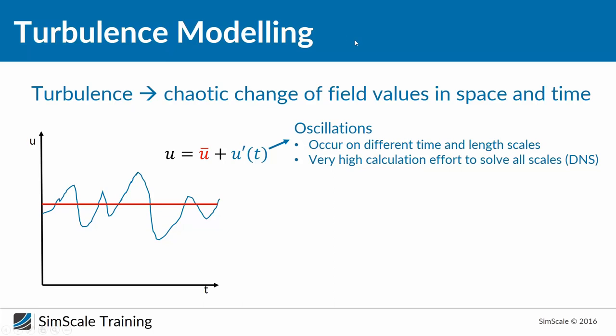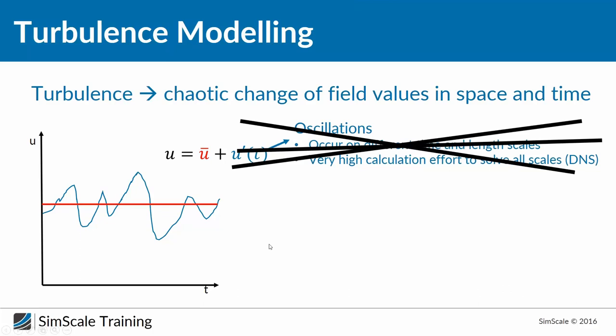But there is an approach which is very nice and can help us here. We will just say there are no oscillations. We only have the average value. But then you will say, how will that work? I cannot just say this is not happening when it's actually physically happening. Will that not have a negative impact on my results? And it would have a negative impact on the results, but we can do something else.